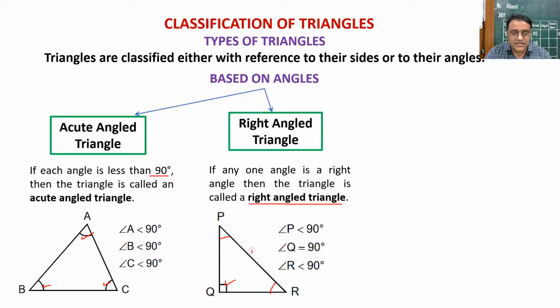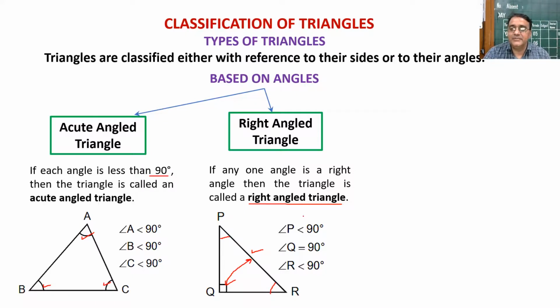And the longest side is PR. It is called hypotenuse. The longest side of a right angled triangle is hypotenuse. It is the opposite side of right angle. Right angle के opposite वाला side को hypotenuse बोलते हैं.